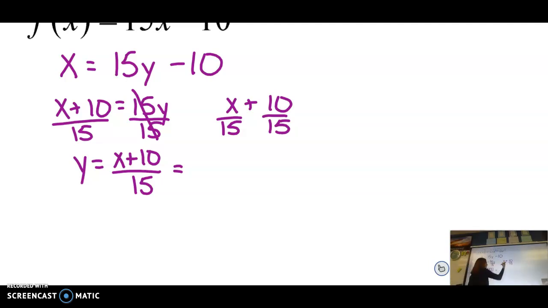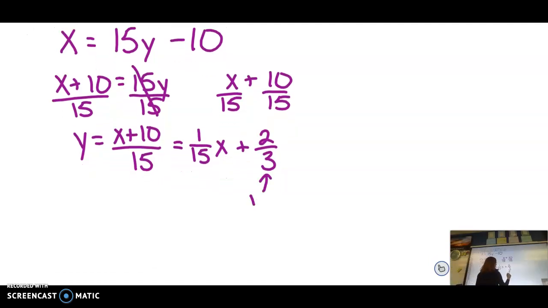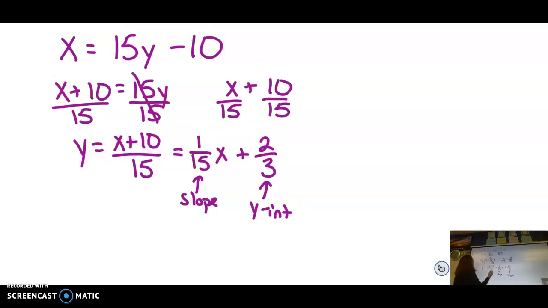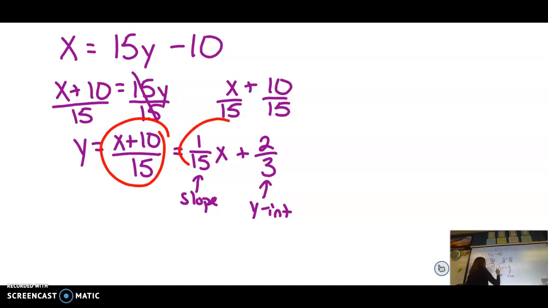So I end up with x over 15. You can also write that 1/15 x. And then 10 over 15, of course, that's going to reduce to 2/3. So if I was to graph it, 2/3 would be the y-intercept. If you think of y equals mx plus b, this would be the slope, right? Up 1 over 15. But the key thing is this answer and this answer are identical, although they look quite a bit different. So I just want to make sure that you're comfortable recognizing both versions of that.